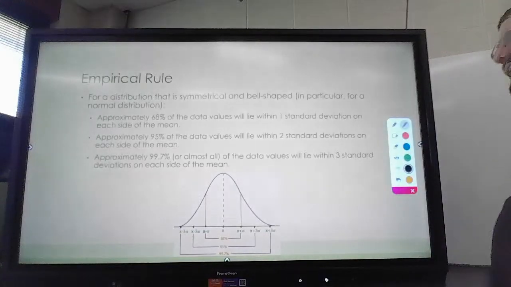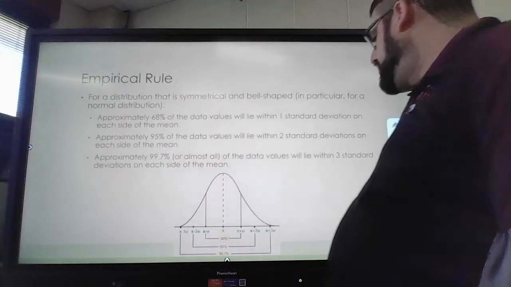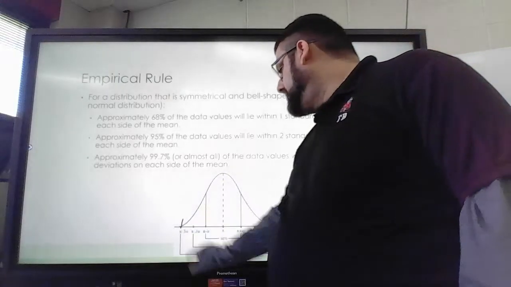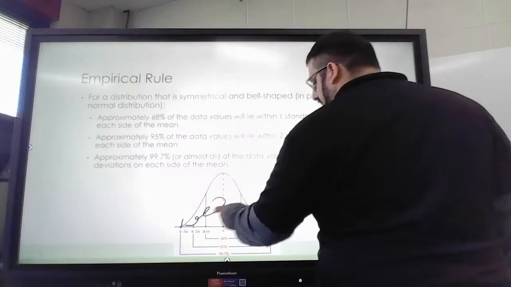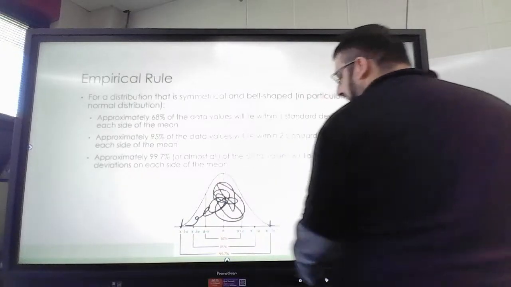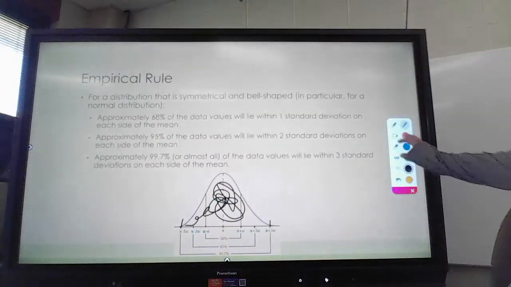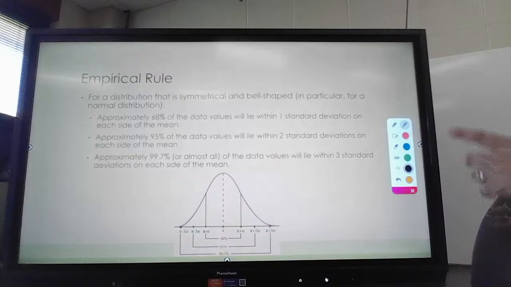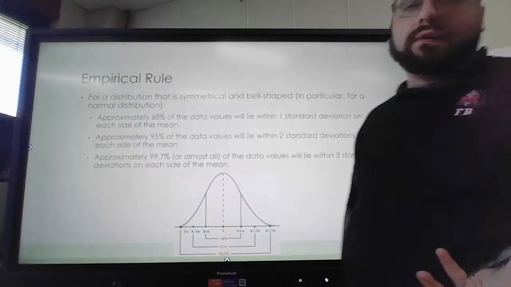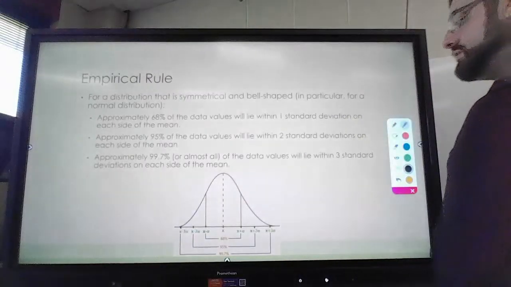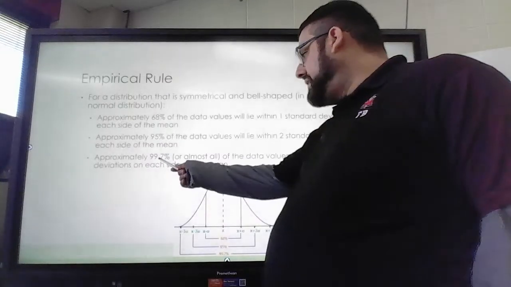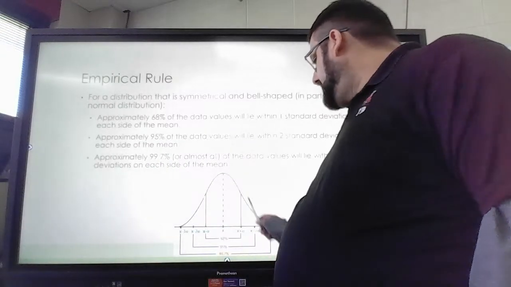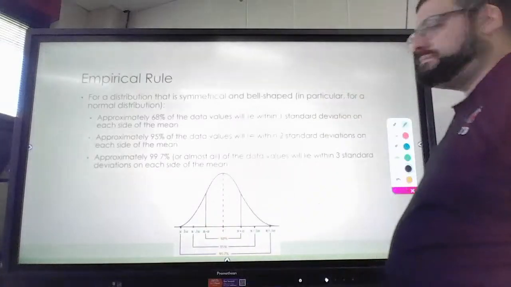And then approximately 99.7%, or almost all of the data values, will lie within 3 standard deviations on each side of the mean. So the stuff that we can see all right here, that's 99.7% of the data. Now, the other 0.3% might account for outliers and such. So be aware of that. But almost 99%, 99.7% is within 3 standard deviations of the mean.